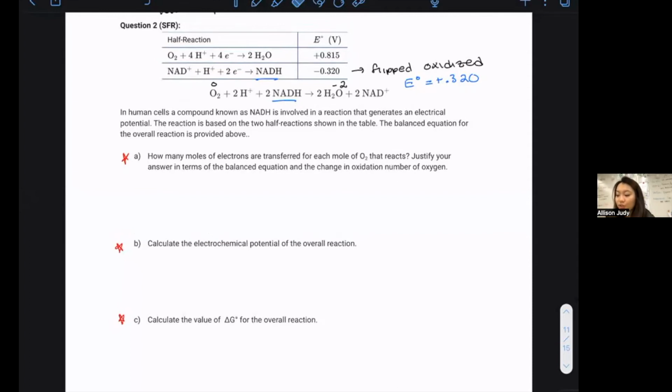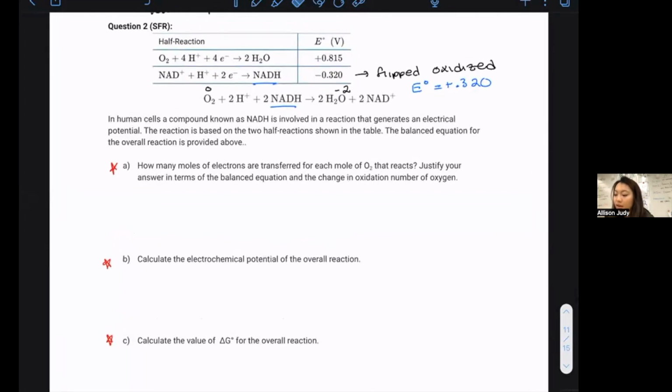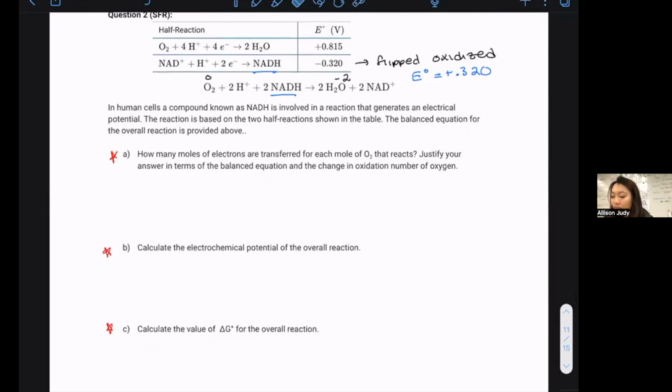First things first that you should notice, which I already kind of wrote down, is that according to the balanced chemical equation, we actually flip the NADH half reaction because it is oxidized. It serves the role of oxidation in this redox reaction, and therefore we would flip the standard reduction potential value to become positive. But that's just something to notice. And then you, of course, were told in the prompt to justify using the half reactions or the balanced chemical equations, which are constructed from the half reactions, and the oxidation state number in oxygen.